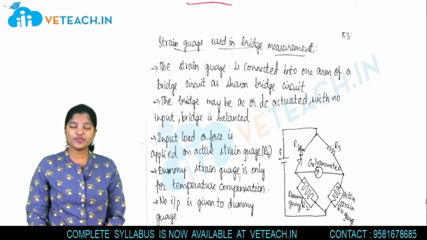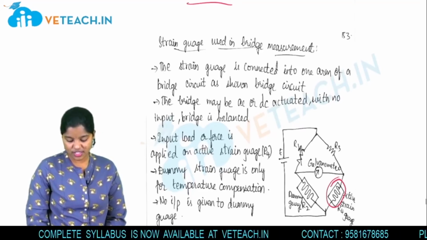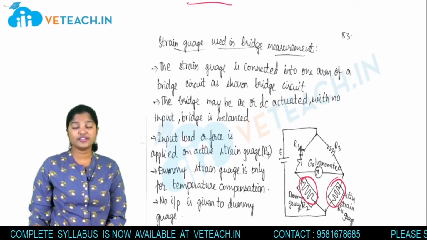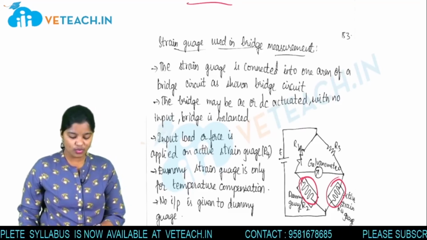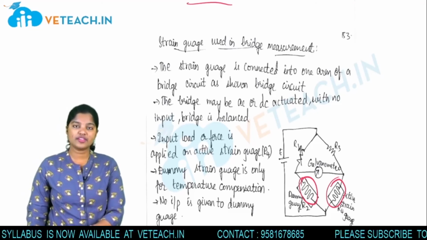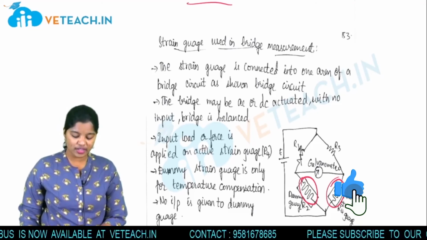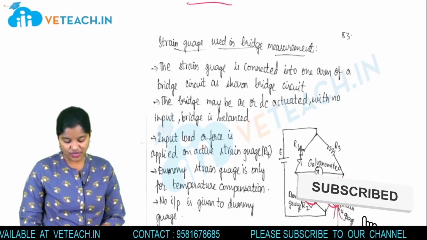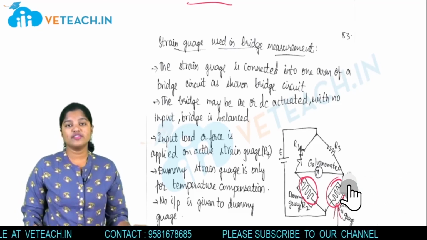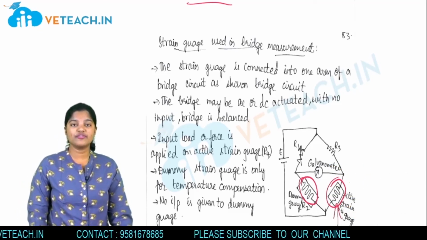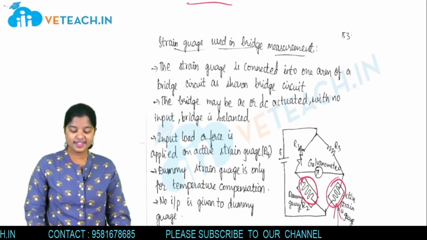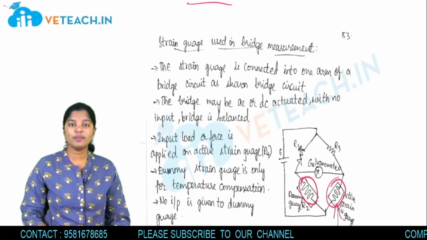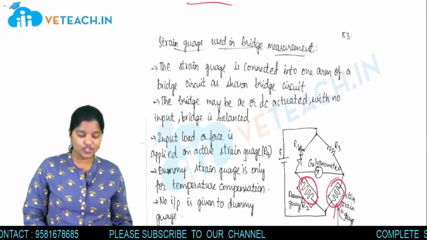Strain gauge used in a bridge circuit. For one of the arms, we will connect the strain gauge and for the other arm, we will connect a dummy gauge. Okay. So, resistance R1 will be variable and R3 will be fixed. So, whenever we are connecting, initially it will be in balanced condition, null position. Whenever there is a change in resistance due to the deflection or deformation of a body, then the bridge will tilt from balanced to unbalanced position.